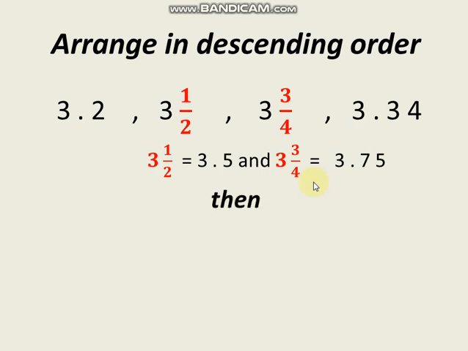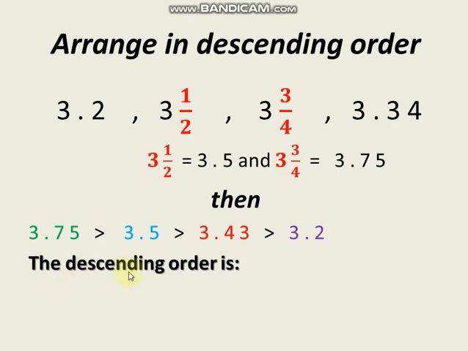After that, 3.5. After that, 3.4, and the last one is 3.2. The descending order is 3.75, which equals 3 and 3 quarters, then 3.5, which equals 3 and a half, then 3.4, and the last one is 3.2.